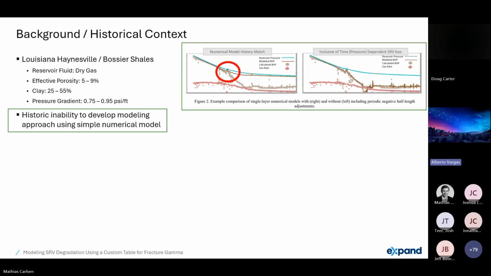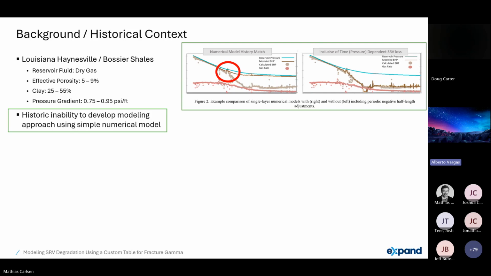Okay, so now for some historical context. Historically, when we've tried to use simple numerical models to model Haynesville or Bossier wells, we've really struggled. If you look at the left image, matching on the gas rate, look at that brown line, the pressure where the red circle is. We can get a match for a good period of time. However, where that red circle is, the model suggests that we shouldn't need the amount of drawdown that we're actually taking to get that rate. So we're losing productivity relative to what the model would predict.